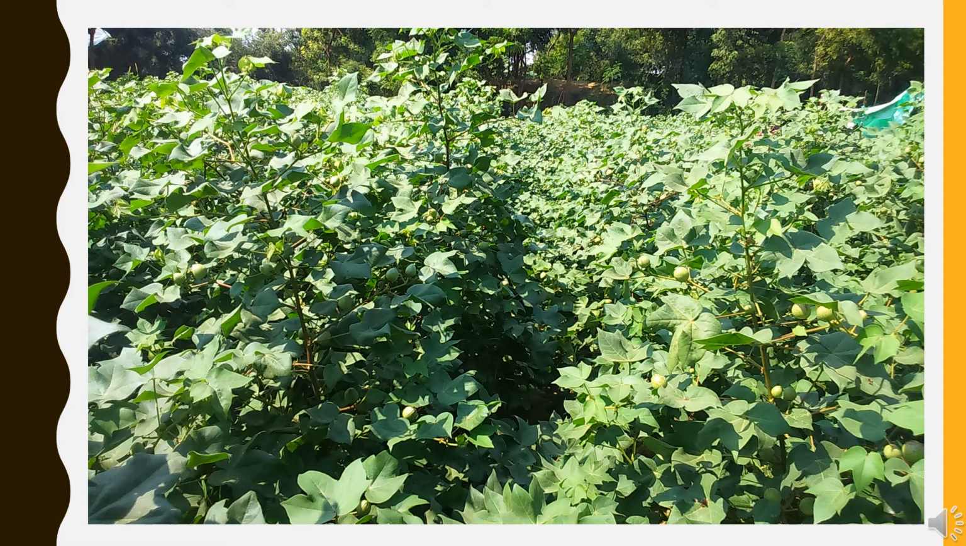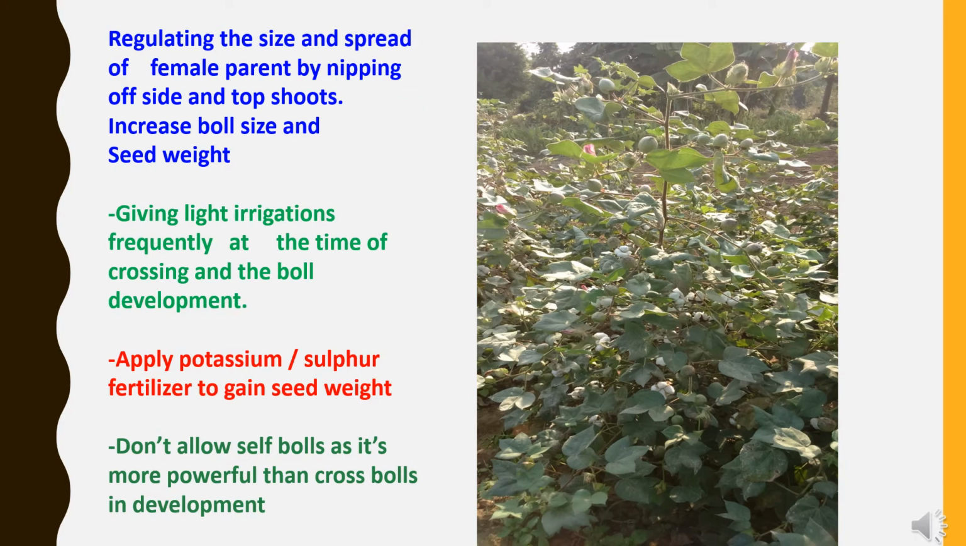This is also one snap from a cotton seed field. After crossing, regulating the size and spread of the female parent by nipping off side and top shoots is advisable. It will increase the ball size and seed weight. Giving light irrigations frequently at the time of crossing and ball development is needed. Apply potassium and sulfur fertilizers to gain seed weight. Don't allow self balls. They are more powerful than cross balls in development, and also self balls are a threat to genetic purity.